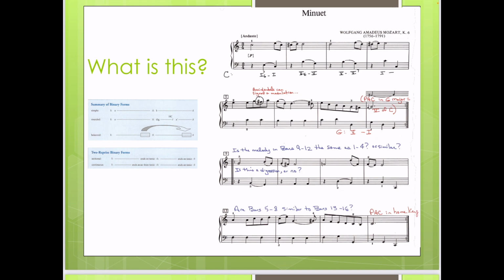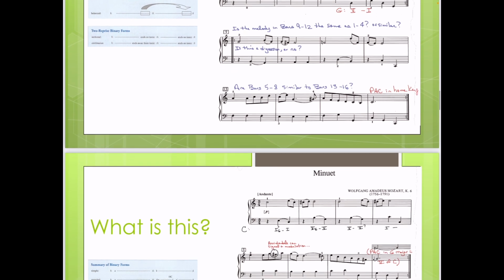The difference is bar 8 cadences on a PAC in G major, whereas bar 16 cadences on a PAC in C major. So now, think about what you want to call this. You can stop the recording if you need to. See if you can figure it out.